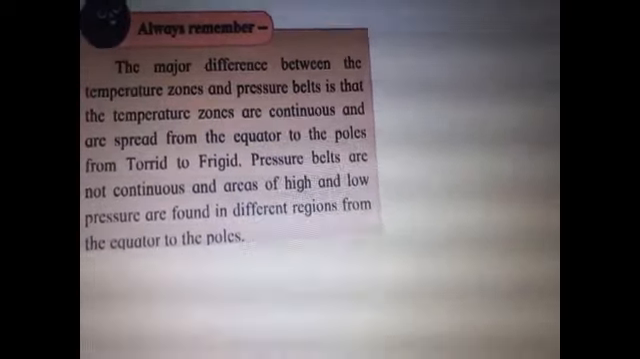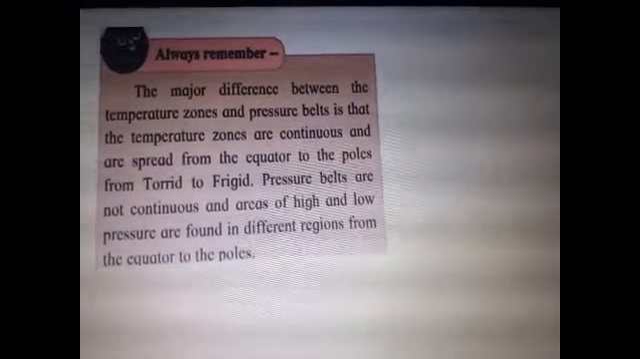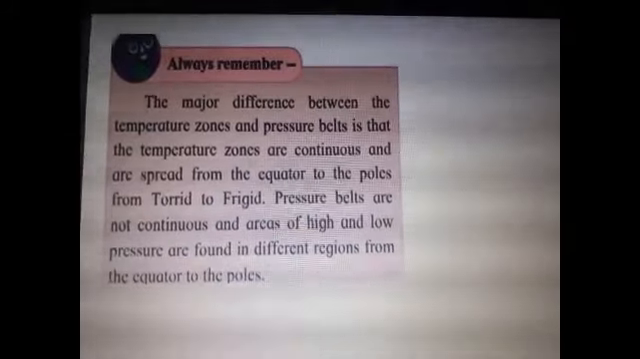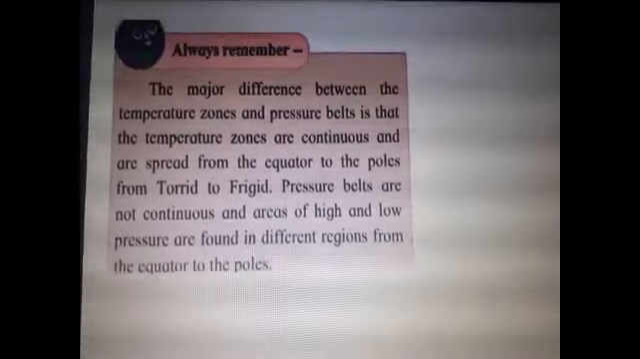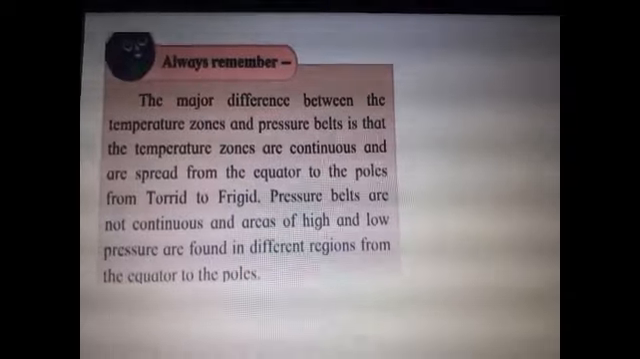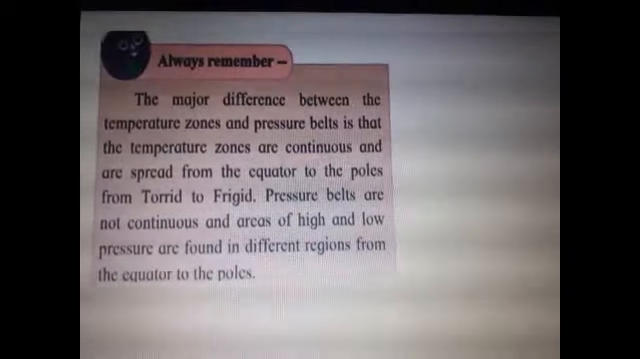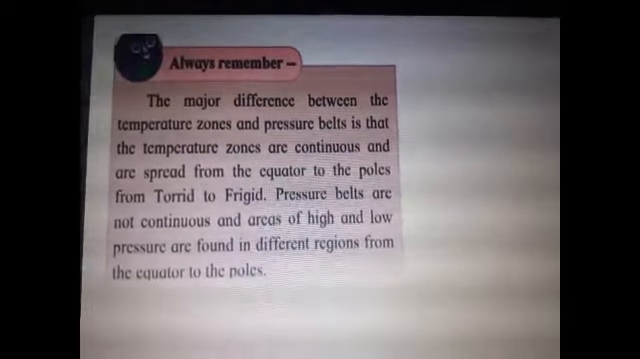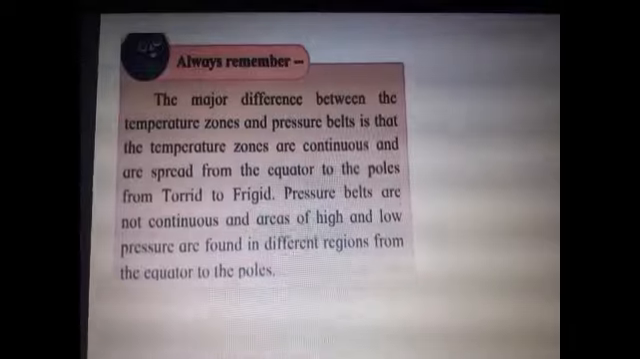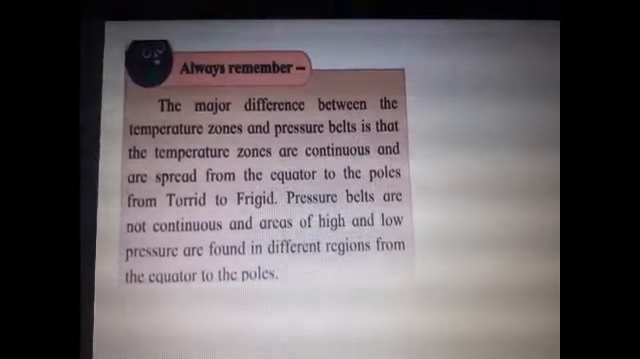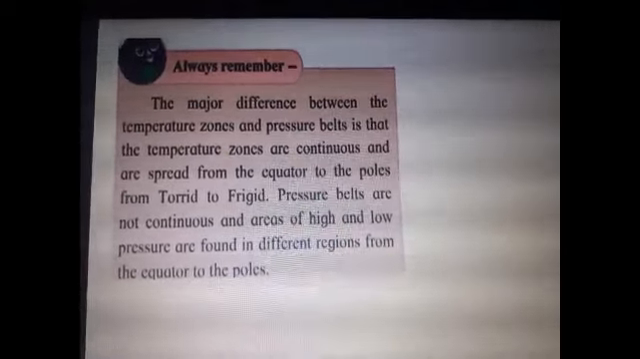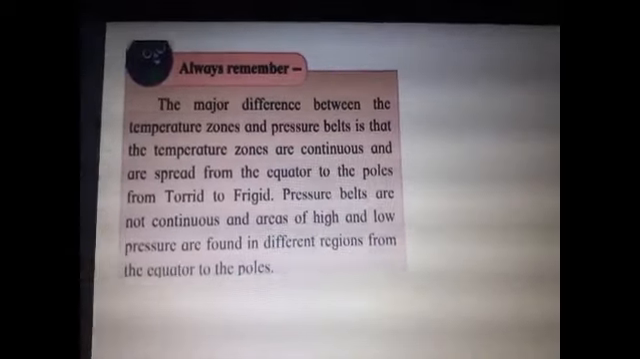But what happens here? Pressure belts are not continuous, and areas of high and low pressure are found in different regions from the equator to the poles. Sometimes you find a low pressure belt, then a high pressure belt, then a low pressure belt, then a high pressure belt. So in this way we find pressure belts do not occupy a wider area and they are not continuous. Temperature zones are fixed: the torrid zone, temperate zone and frigid zone cover a wider area.